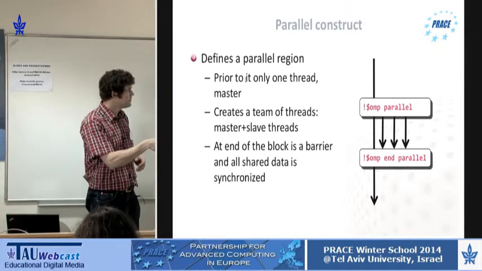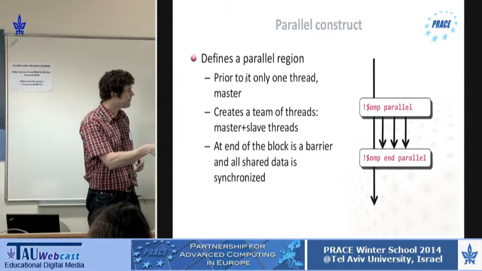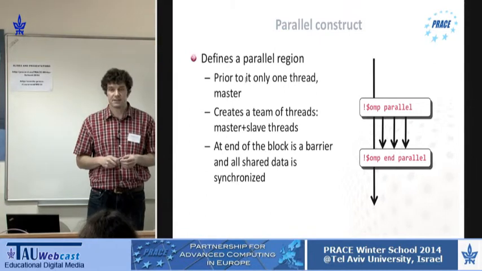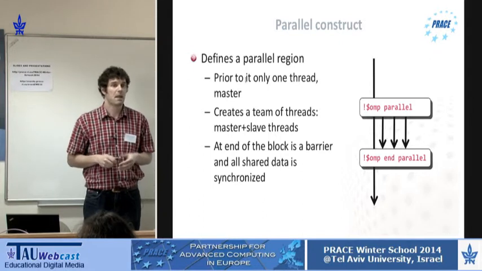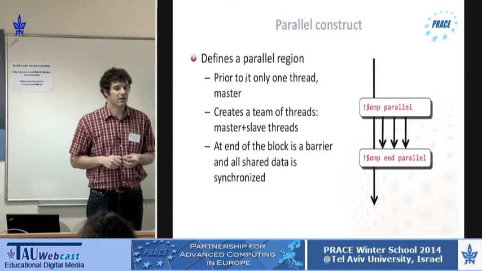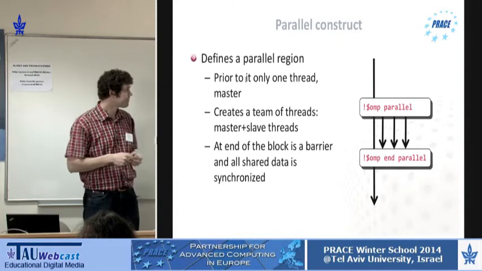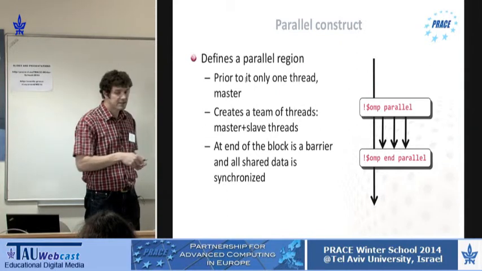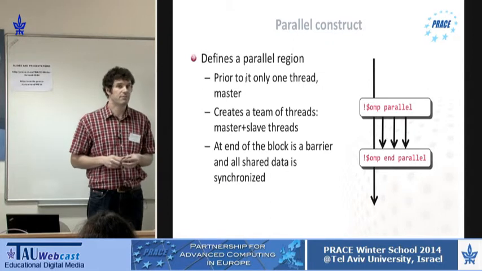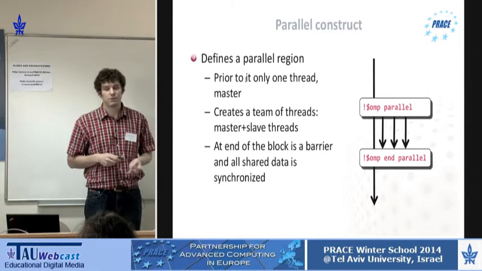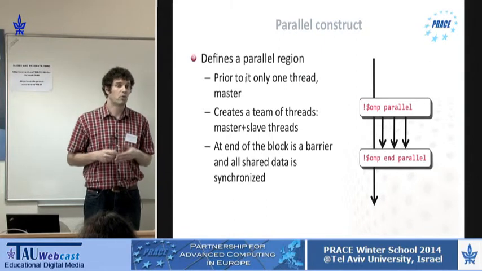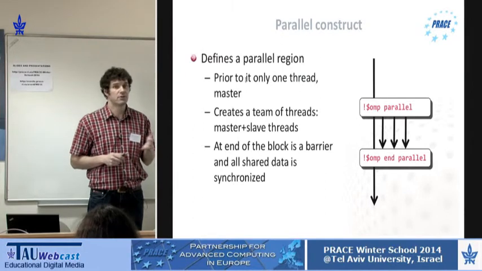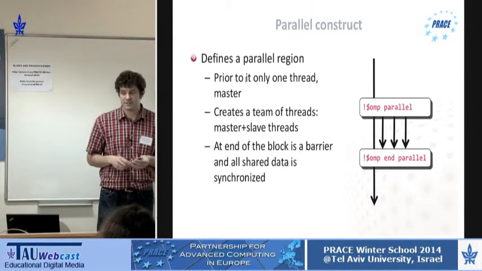In Fortran, the parallel region is ended by the OMP end parallel directive. In C, it would be just OMP parallel and then some block of code. Typically, you would have curly braces here to define the block that should contain the parallel region. At the end of this parallel region, there is always a barrier. So before the threads are destroyed and one continues with a single thread, one waits until all threads have reached this point, and also all the shared data will be synchronized at this point.